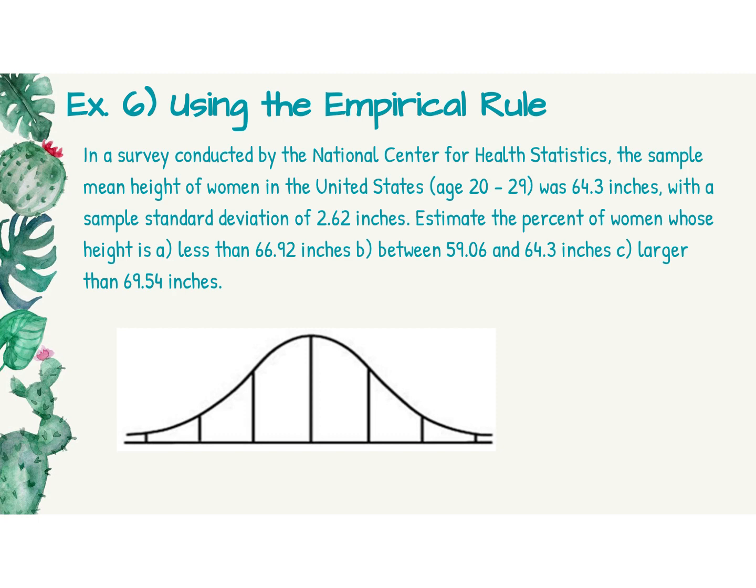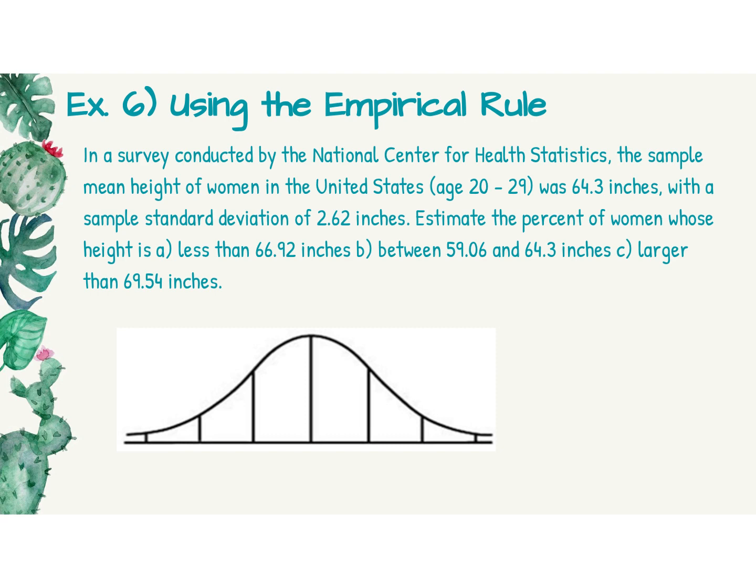So we can use that empirical rule to find what percent of data lies within data points. In a survey conducted by the National Center for Health Statistics, the sample mean height of women in the United States, aged 20 to 29, was 64.3 inches, with a sample standard deviation of 2.62 inches. Estimate the percent of women whose height is A, less than 66.92 inches, B, between 59.06 and 64.3 inches, and C, larger than 69.54 inches.